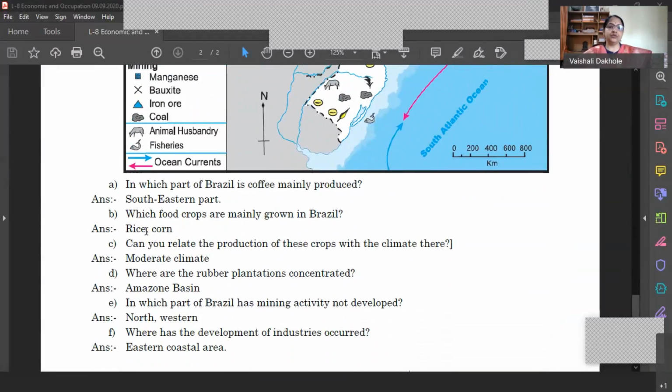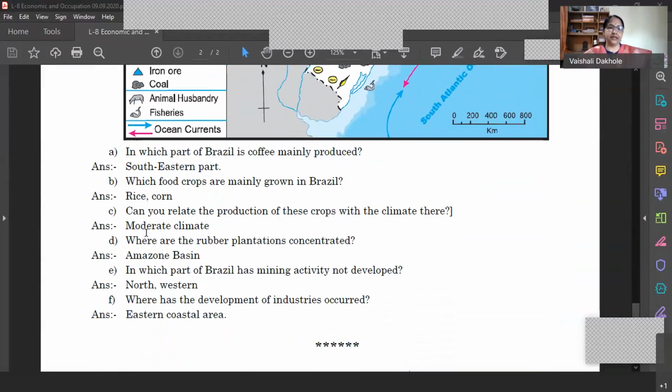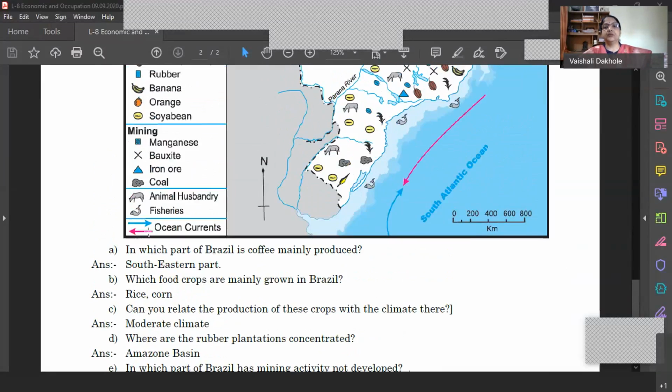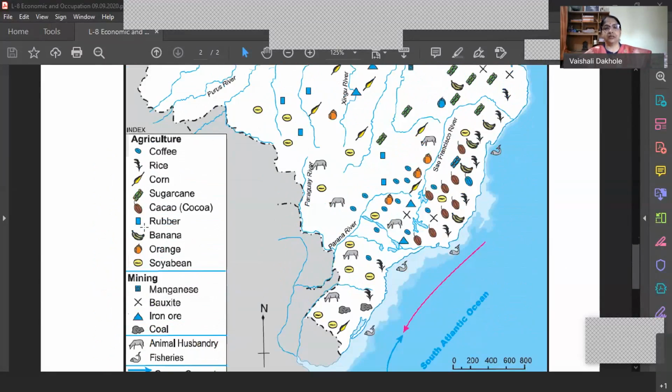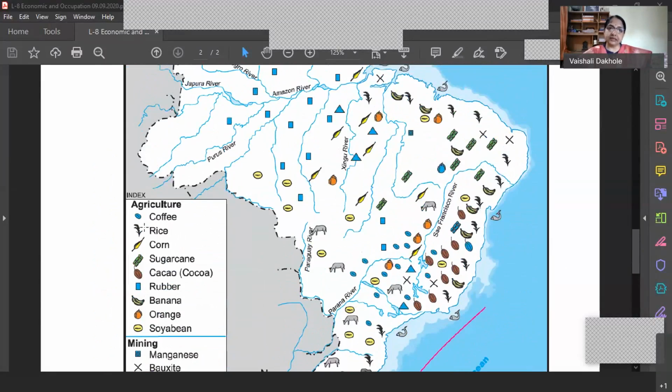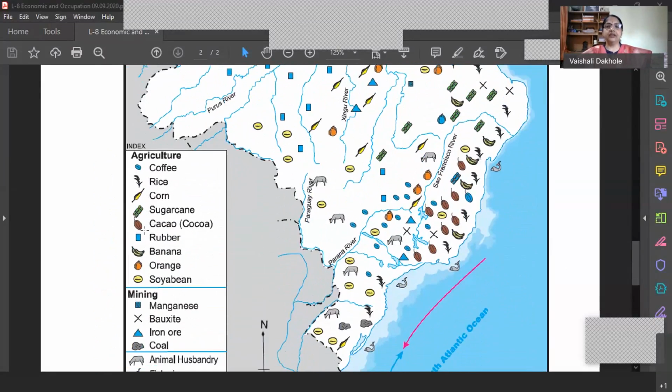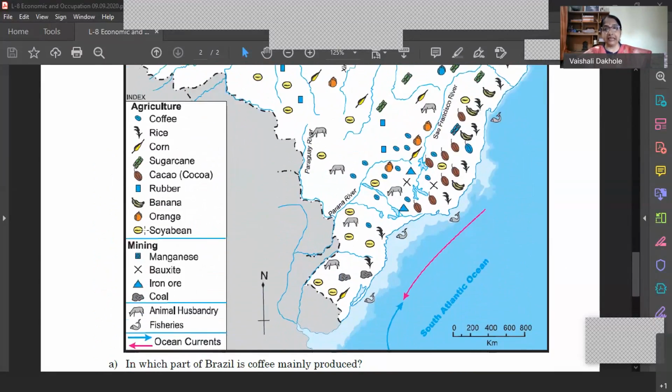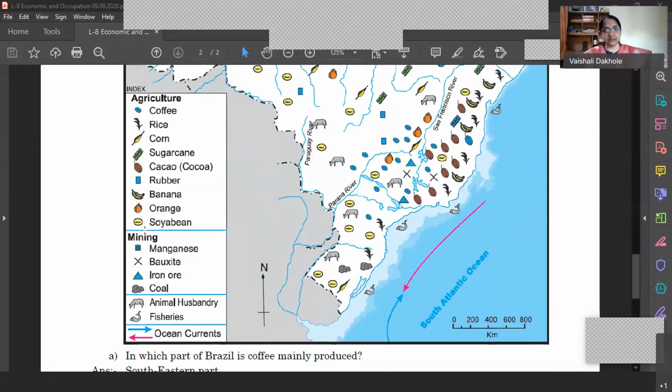Then the next question is, can you relate the production of these crops with the climate there? Crops like rice require a hot, humid climate and ample rainfall. Now, rice production is concentrated on the eastern coastal areas of Brazil. This region has a humid climate, high temperature and also heavy rainfall that comes from the trade winds coming from the Atlantic Ocean. So the hot and humid climatic conditions required for rice prevail in the eastern coast. Therefore, rice is produced on the eastern coast.